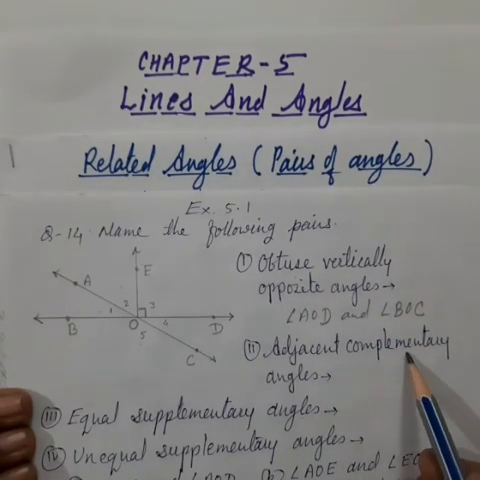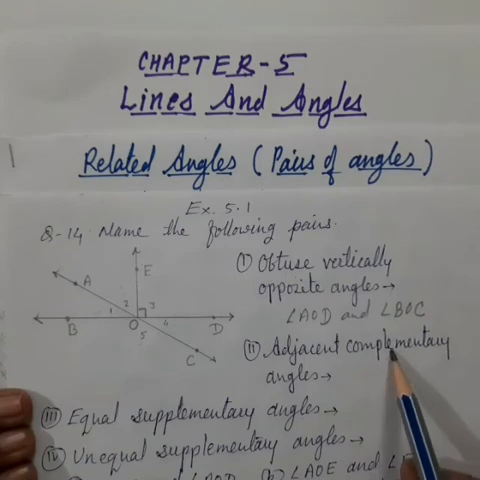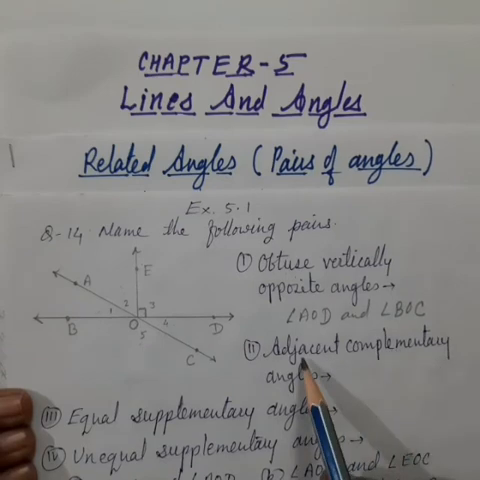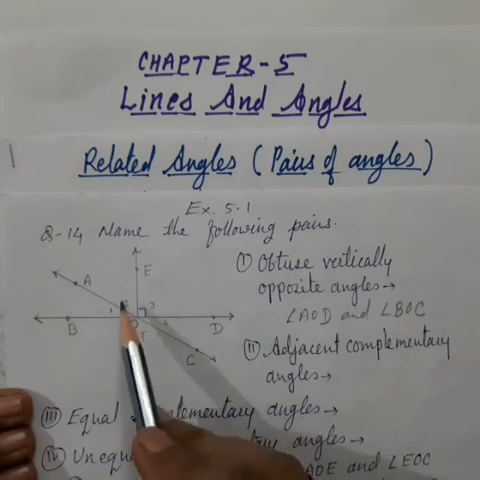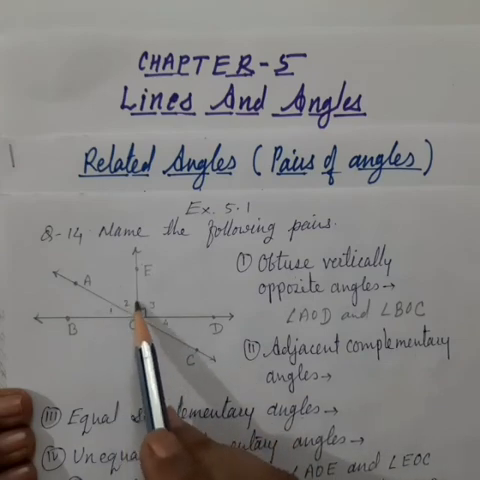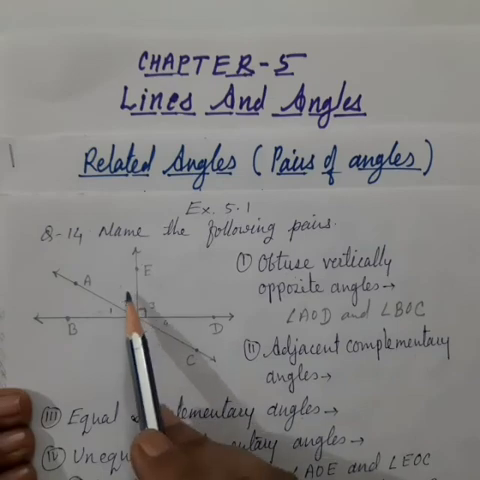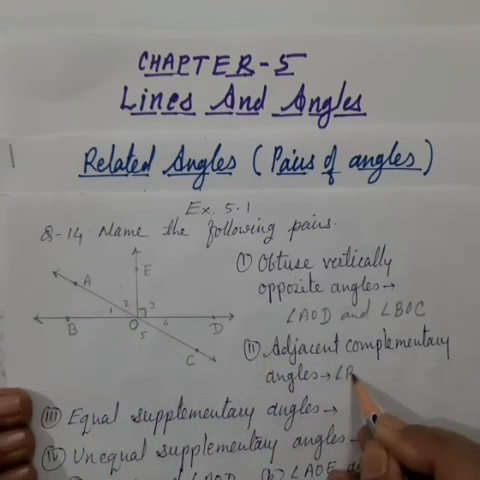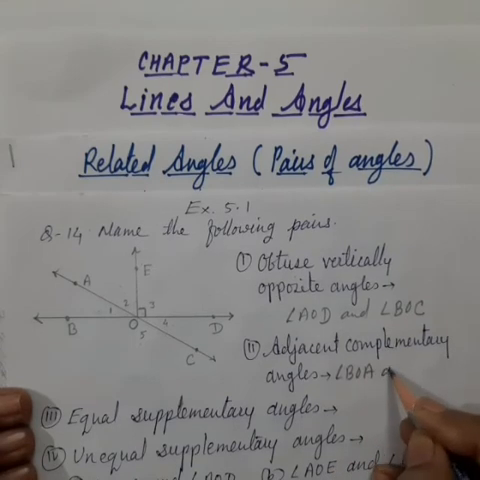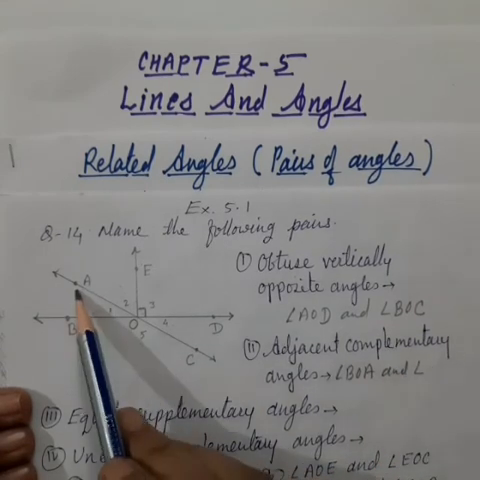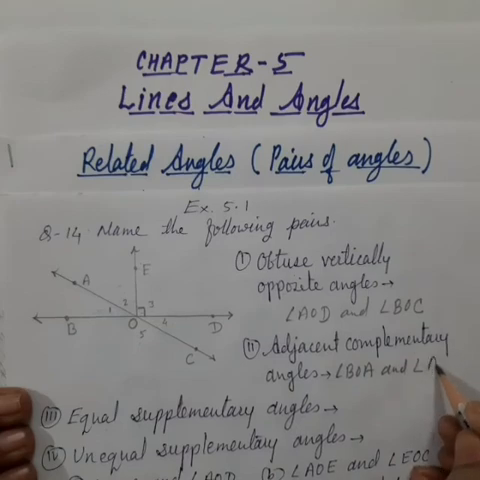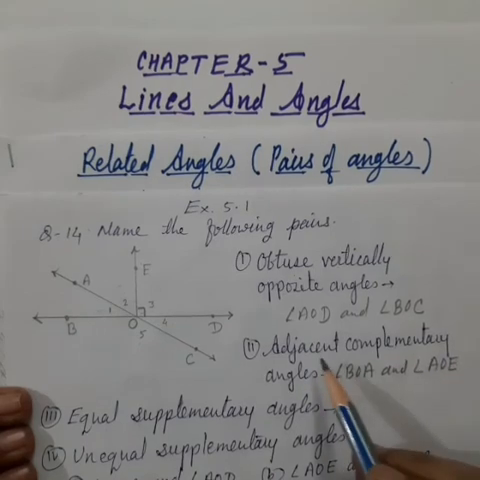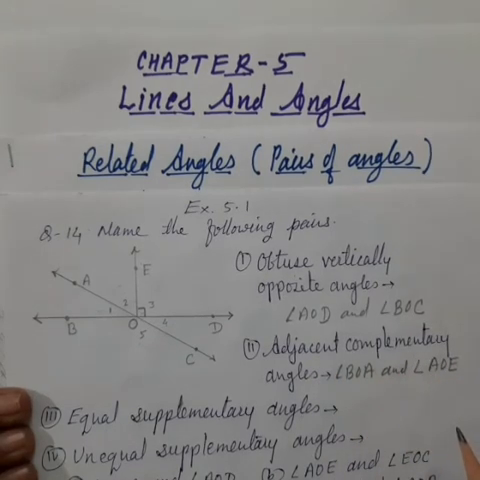Adjacent complementary angles. Complementary means the sum we want is 90 degrees, and adjacent. These two are adjacent angles and the sum is 90 degrees. This sign is of 90 degrees. So these are the angles BOA and AOE. These are adjacent and complementary angles.